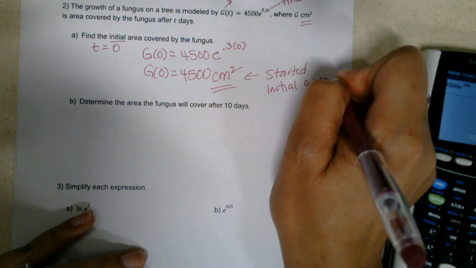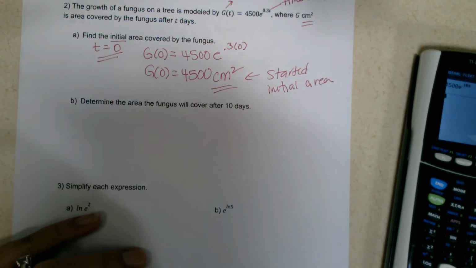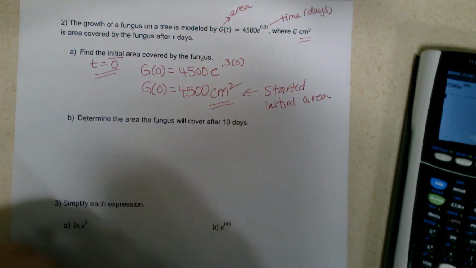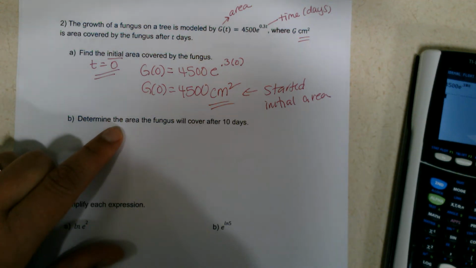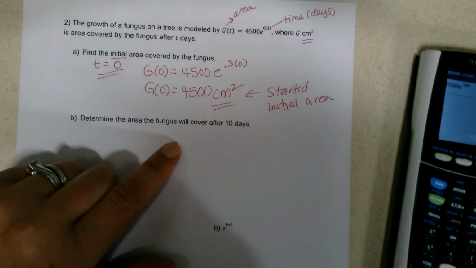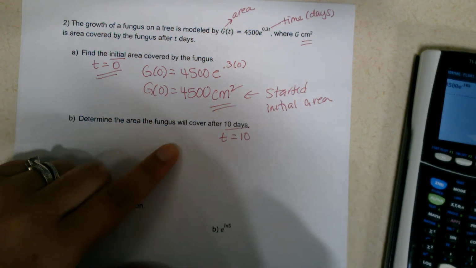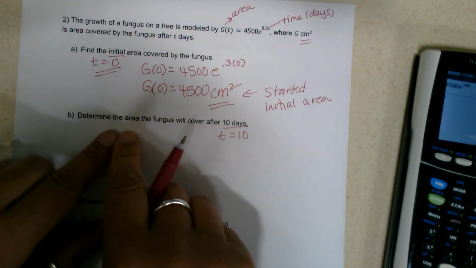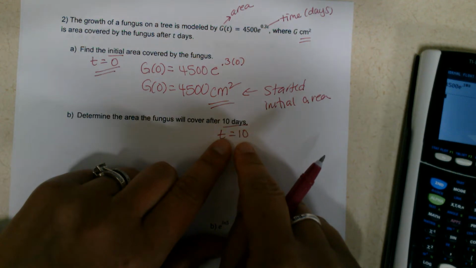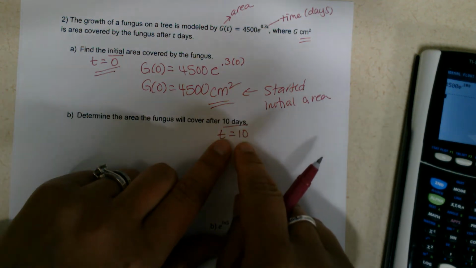Initial area. That's when our time is set equal to 0. All right, part B, determine the area the fungus will cover after 10 days. So what are they giving us? They're giving us t. So remember, sometimes they might give us area, sometimes they might give us time. They're going to give us one of them.